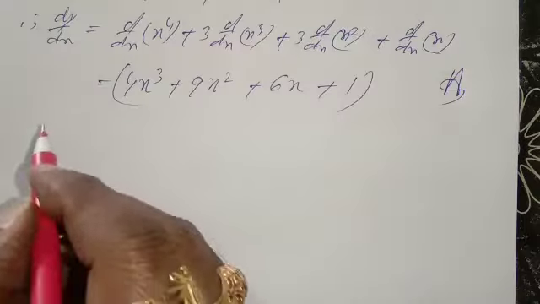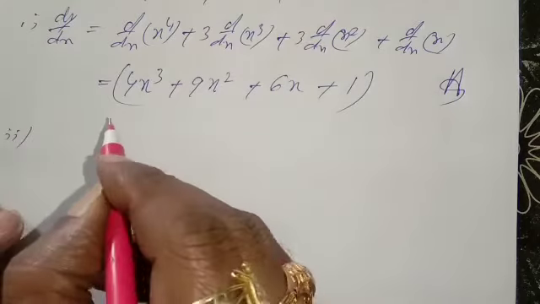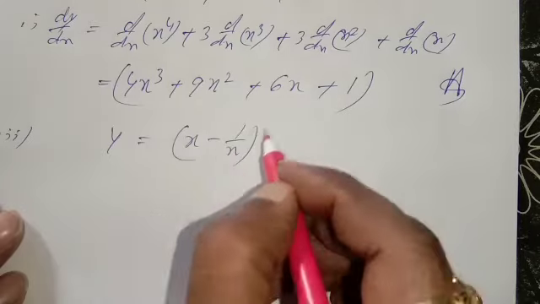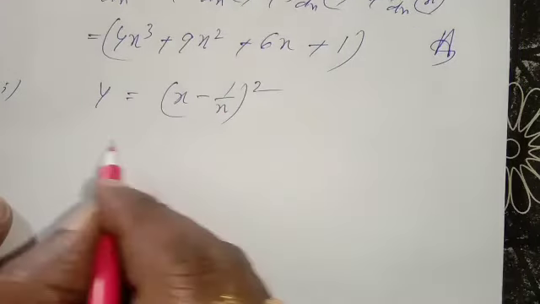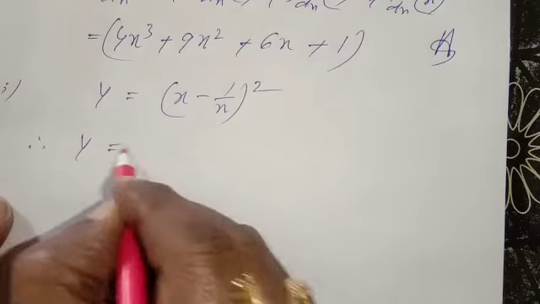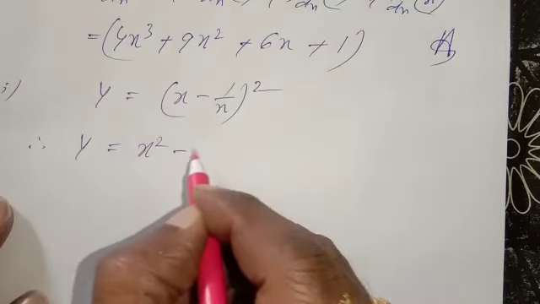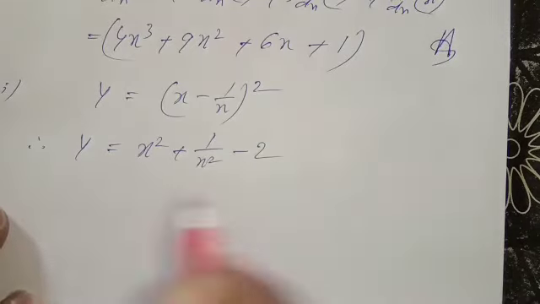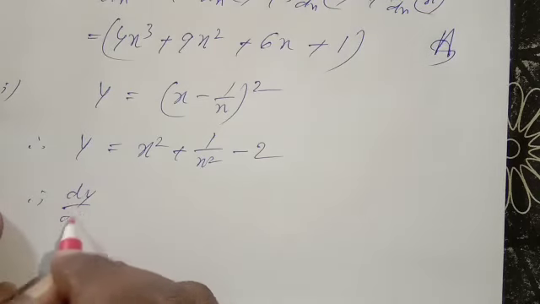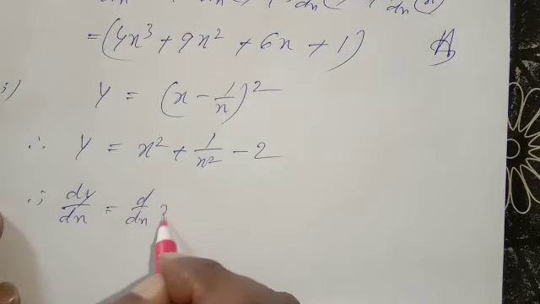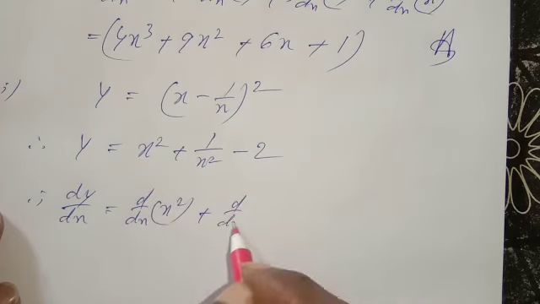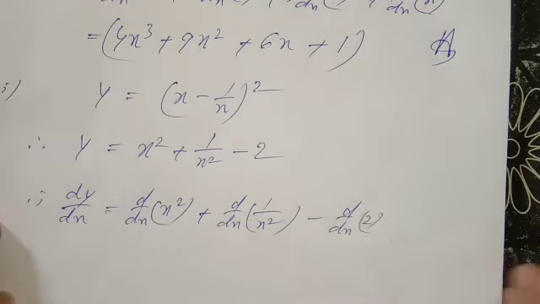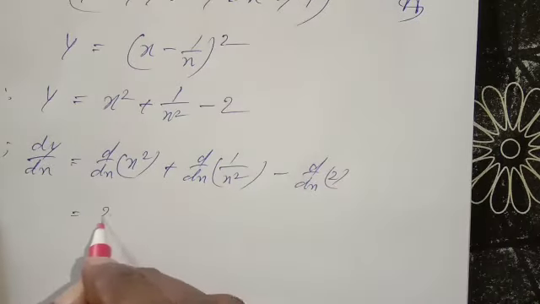Let us go to the third part question. What is given? The third part question given, y is equal to x minus 1 by x whole square. First of all, you have to write the a minus b whole square formula. That will be x square plus 1 by x square, minus 2ab, which means minus 2. Then you find the derivative.